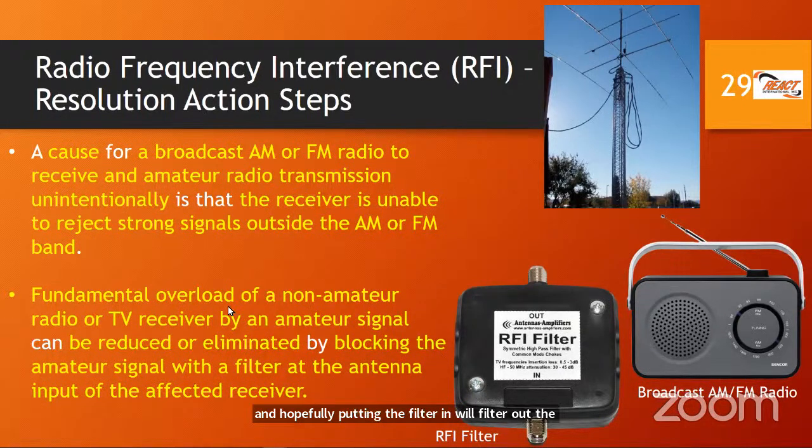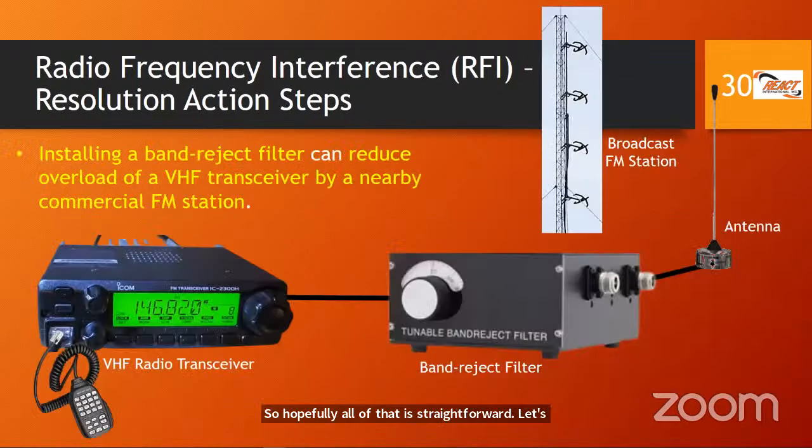So that's the exam question. Fundamental overload of a non-amateur radio or TV receiver by an amateur signal can be reduced or eliminated by blocking the amateur signal with a filter, that's the filter here, at the antenna input of the affected receiver. So hopefully all of that is straightforward. Let's continue. Other resolution steps.